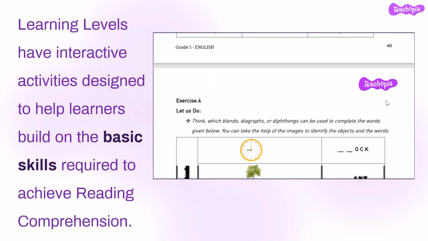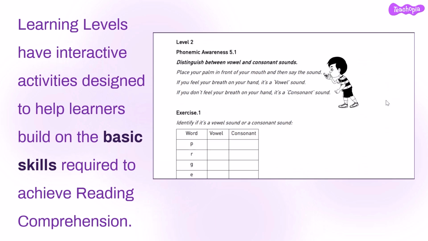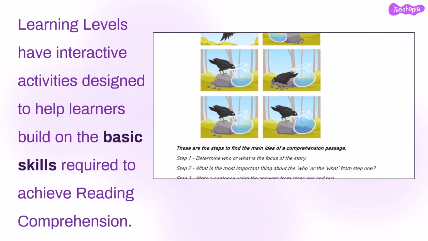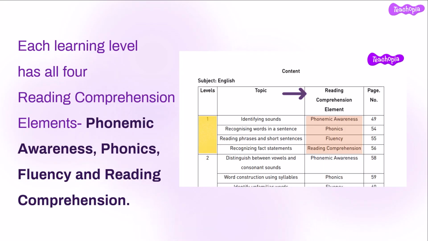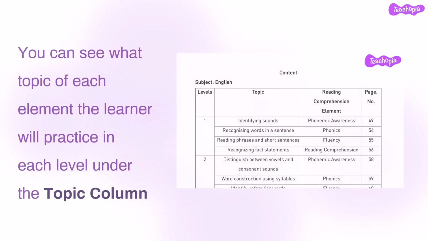Each learning level has a variety of interactive activities designed to help learners build on the basic skills required to achieve reading comprehension. Each learning level has all 4 reading comprehension elements, that is, phonemic awareness, phonics, fluency, and reading comprehension. These 4 elements are repeated till level 4. To see what topic under each reading element the learner will be practicing in that particular level, look under the topic column in the middle of the index.